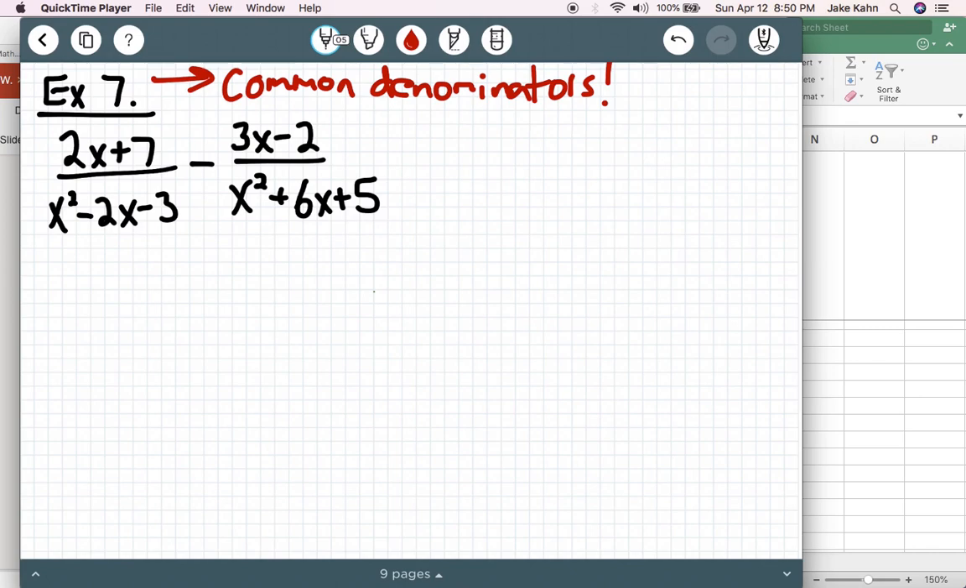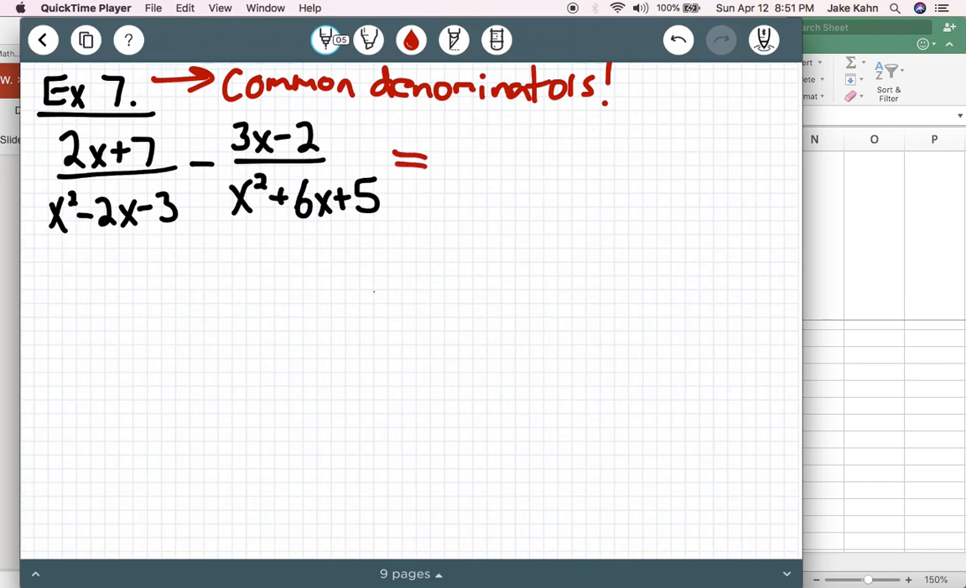So with this problem here, we have 2x plus 7 over x squared minus 2x minus 3, minus 3x minus 2 over x squared plus 6x plus 5. There's a lot going on here, right? What are we going to do? First of all, factor everything. If it's getting old, I'm sorry, but you have to do it for every problem.